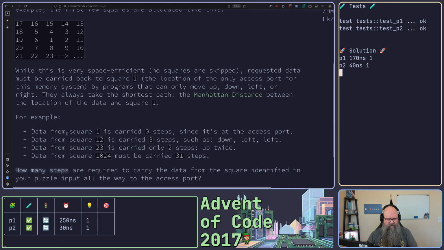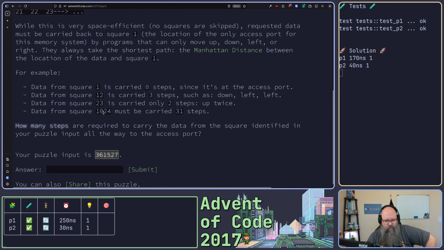For example, data from square 1 is carried 0 steps, right? It's already there. Data from 12 is 3 steps, right? 1, 2, 3, yep. 23 is only 2 steps. Okay. How many steps are required to carry the data from the square identified in your puzzle input all the way to the access port?